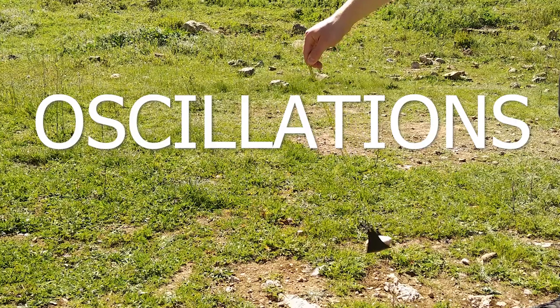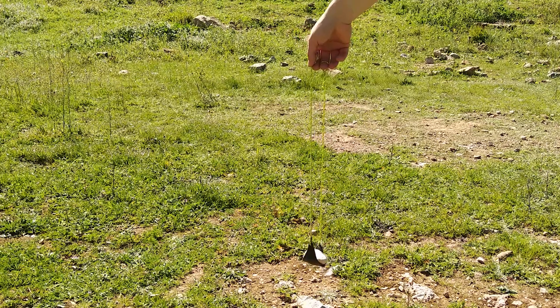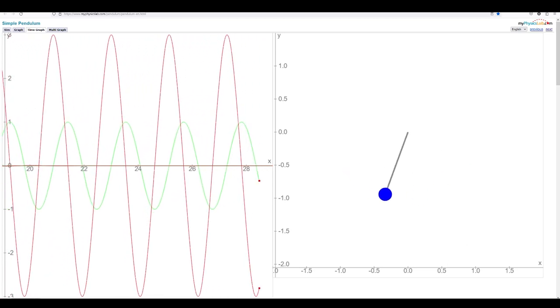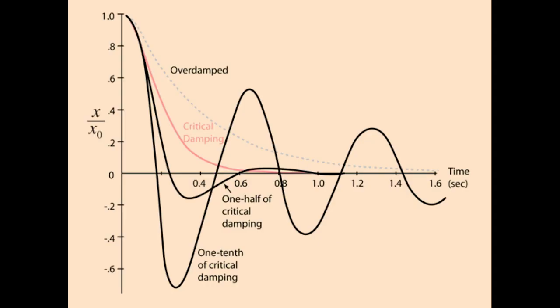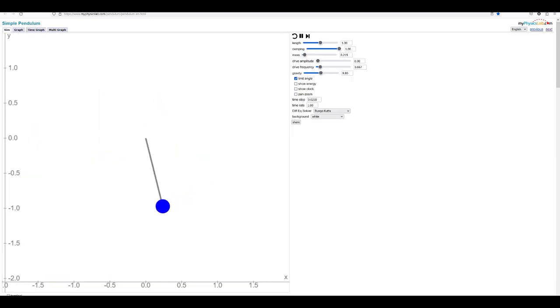Oscillations. The sling is like a simple pendulum, but it's also a torsional pendulum. Pendulums can have friction, which will gradually convert the energy we gave the pendulum to other forms of energy, and the pendulum will stop oscillating. There are three kinds of damping: underdamped, critical, and overdamped. Underdamped will oscillate many times before stopping. Critical will go straight to the resting position in the fastest way possible. And overdamped will go to the resting position slower than critical does.